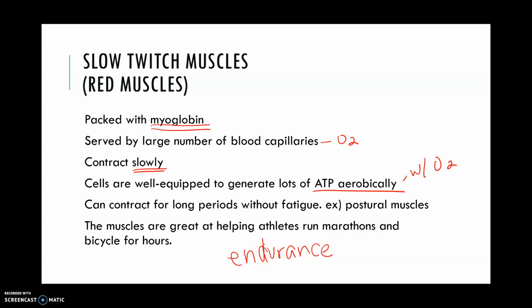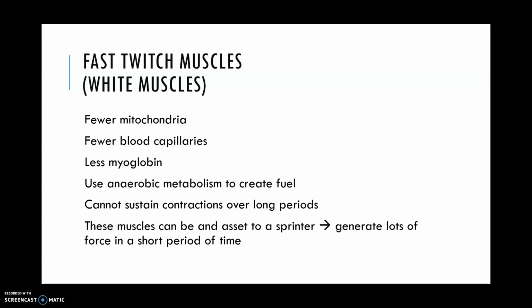Okay. Our next type of muscle is fast twitch muscles, which are our white muscles. We're going to see fewer mitochondria, so that's less respiration happening. We're also going to see fewer blood capillaries, so there's not as much oxygen in these areas, along with less myoglobin. We're going to see anaerobic metabolism, which is going to be very present here. Remember, that is without oxygen.